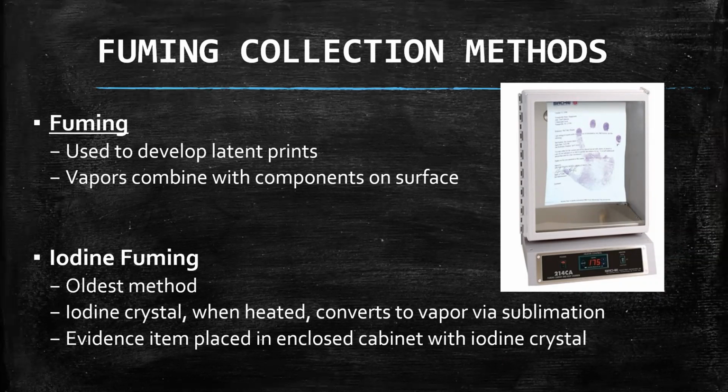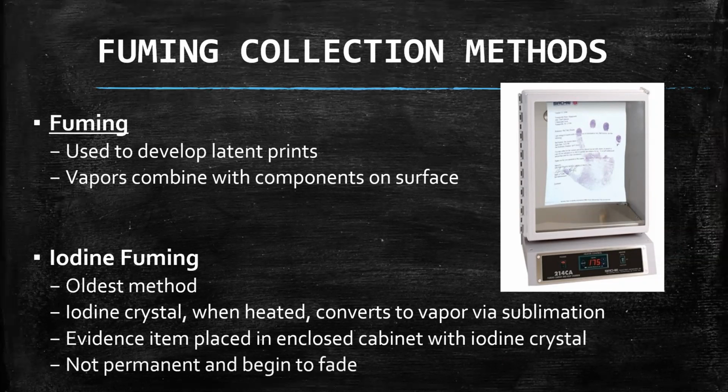So basically the iodine crystal sublimates, it turns to a gas. That gaseous vapor sticks to the paper. Specifically, it sticks to the oils, and then it leaves behind a visible print. So just like someone inking their hand, the fingerprints appear.